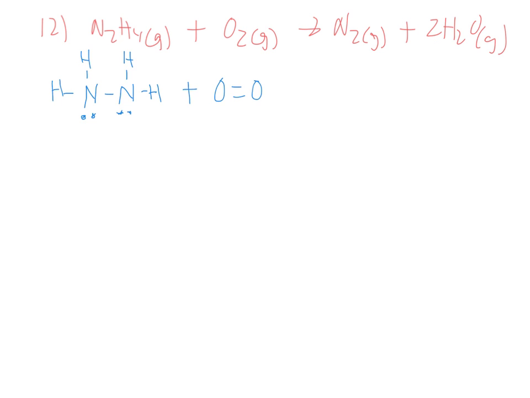O2 is going to have its double bond. N2 actually needs to form a triple bond with itself and then has the 2 lone pairs. And H2O we're familiar with, that's going to be 4 OH bonds since there's 2 of them.